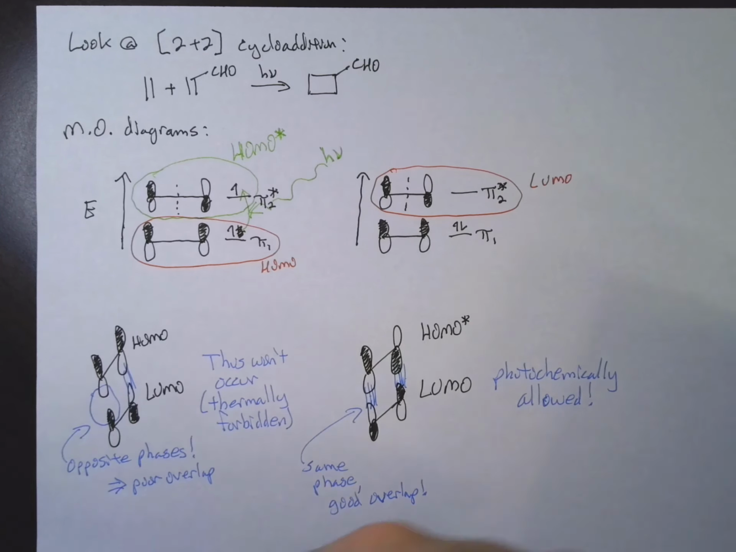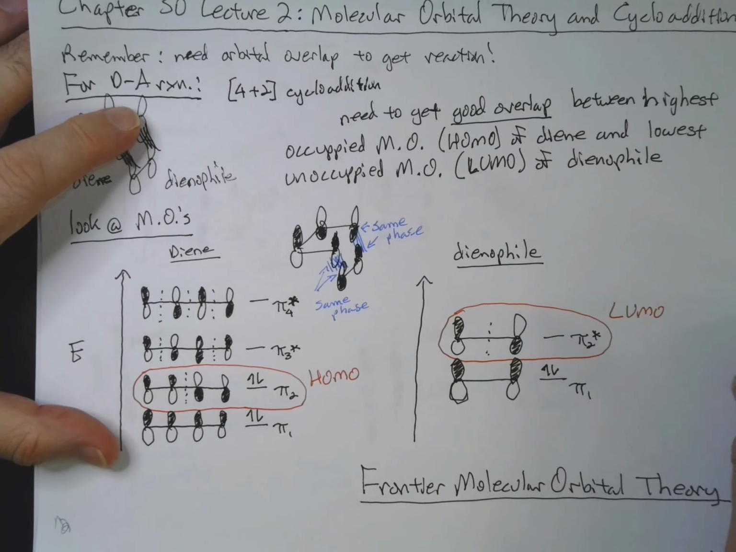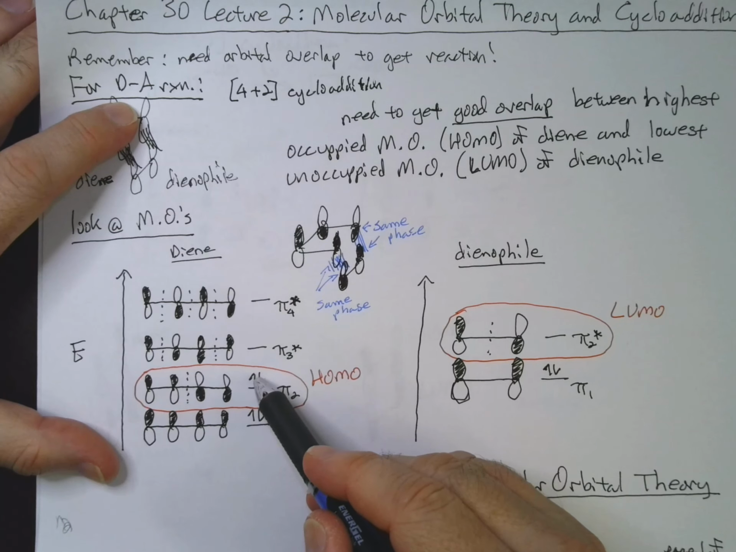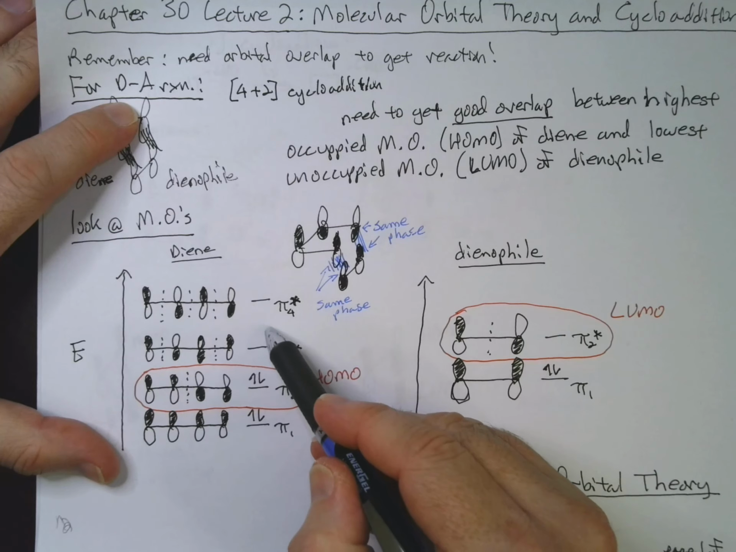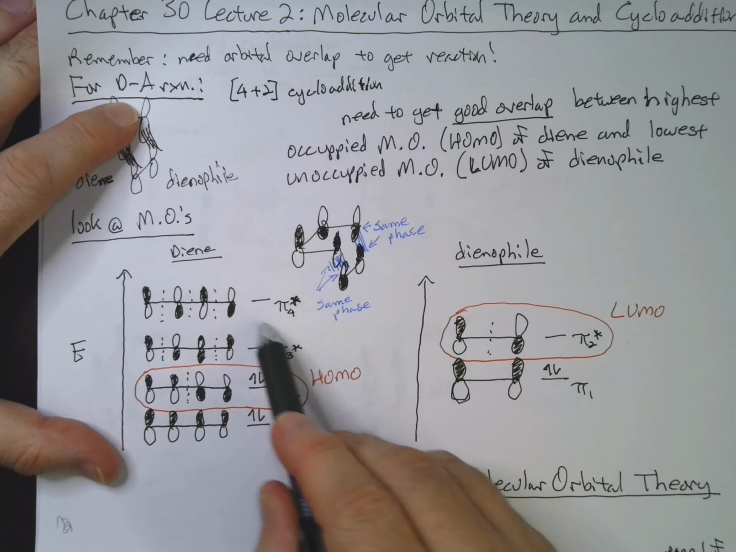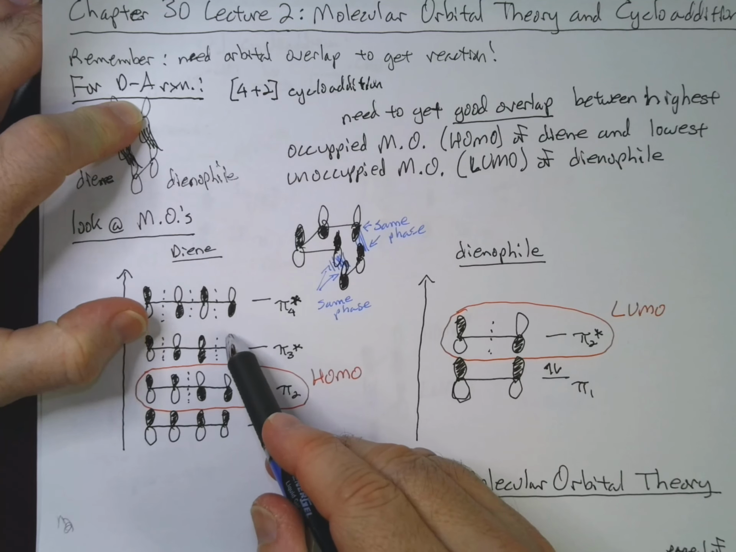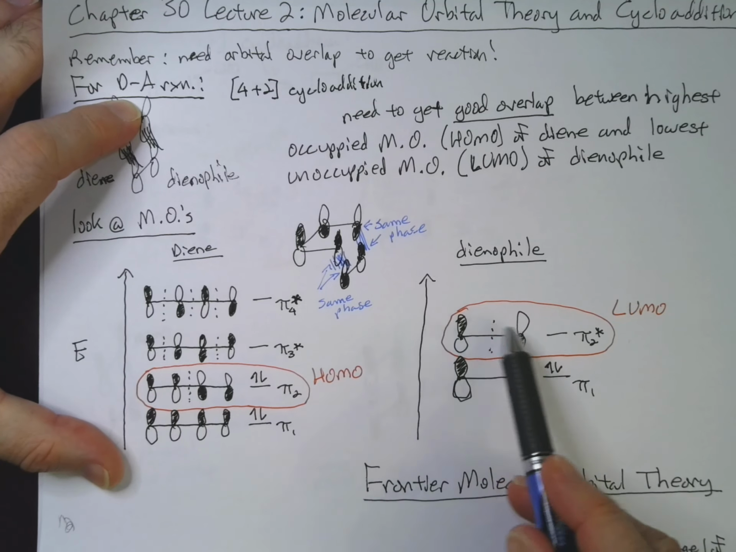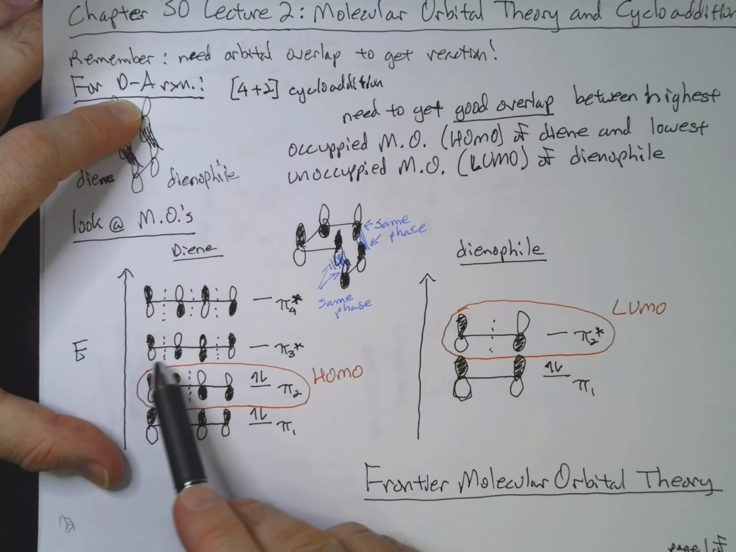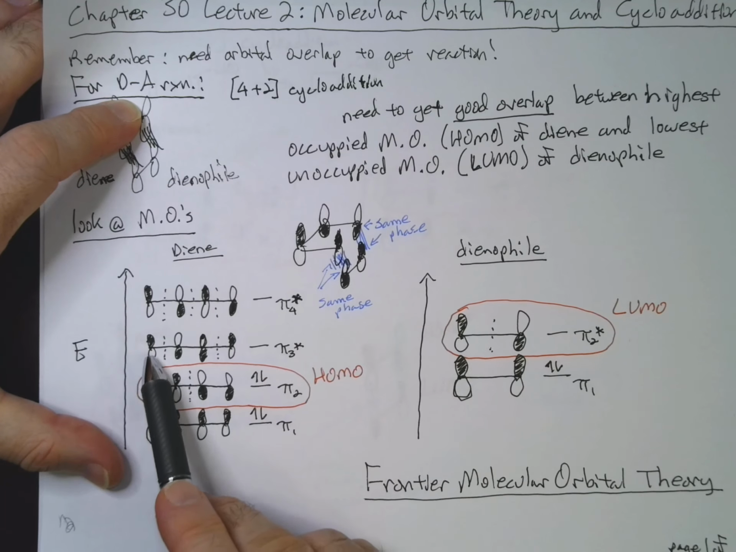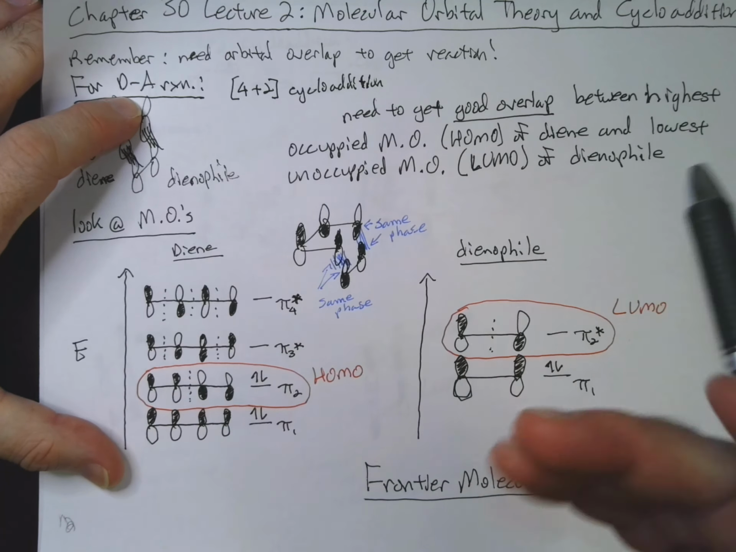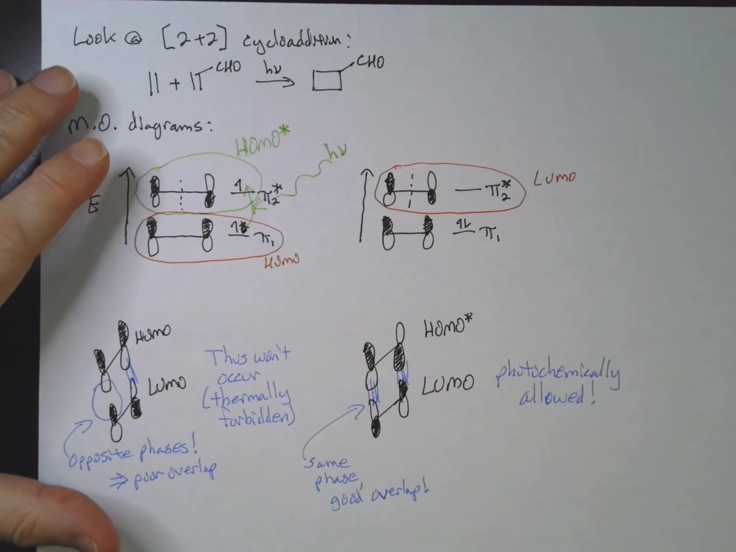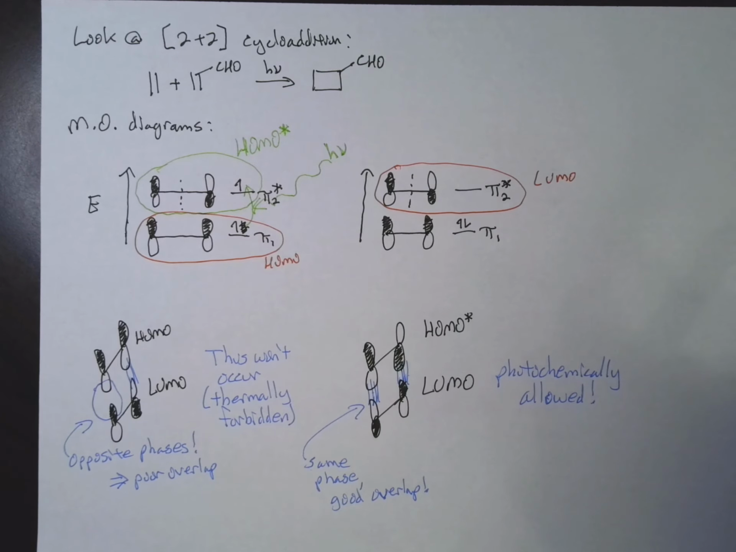I could go back and take a look at my 4+2 cycloaddition and see that, gee, if I irradiated with light and promoted an electron up to pi 3 star, that would become my HOMO star. And now I'd be looking at the interactions of these end p orbitals, their phases, with the ends here, and they wouldn't line up. They line up on one end, but that guy won't line up there. So my 4+2 cycloaddition is thermally allowed but photochemically forbidden.